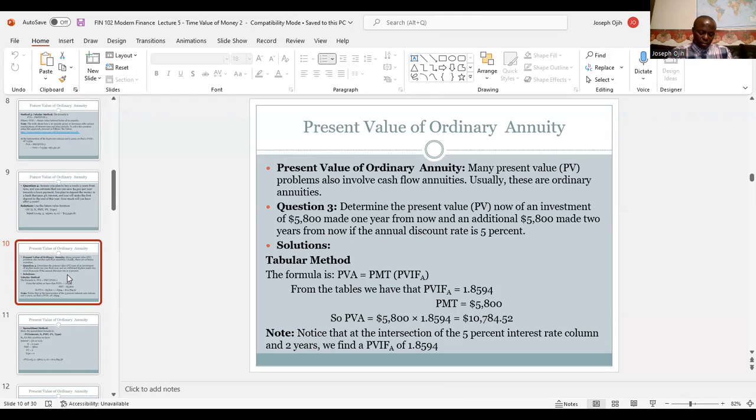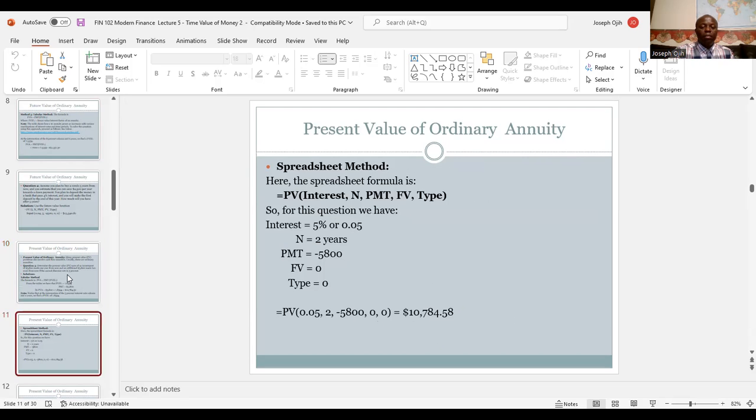Let's look at the Excel method, but let's write the information down first. The interest is 5%. The number of periods is 2 years. Payment, PMT, is 5,800. So you get a negative since it's money going out of your pocket. So we have it here. There is no future value, so you put 0 there. And for type, since the payment is made at the end of the period, it is 0.